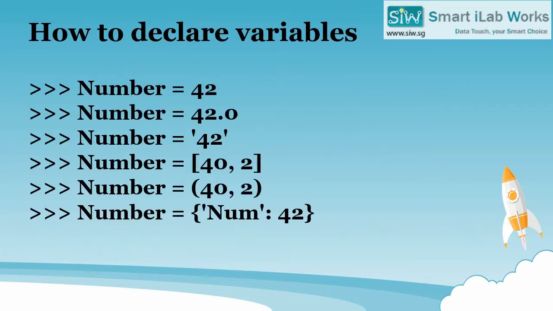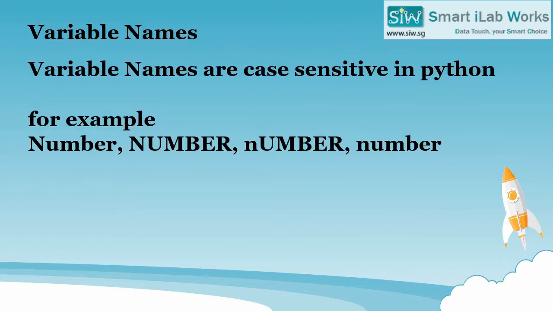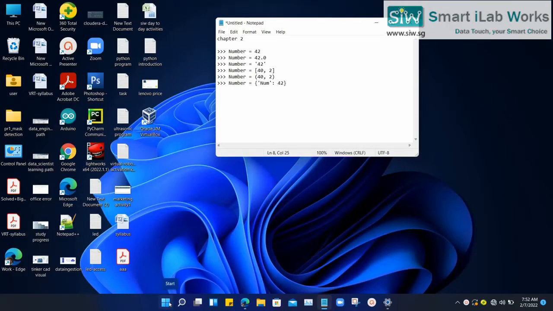In order to declare variables, we need to know what a variable is. It's just a name. We are going to store one value, which can be of different data types. So actually a variable is nothing but a storage place. We are going to store one value into that name. Variable names are case sensitive in Python, and for example, you can see number.